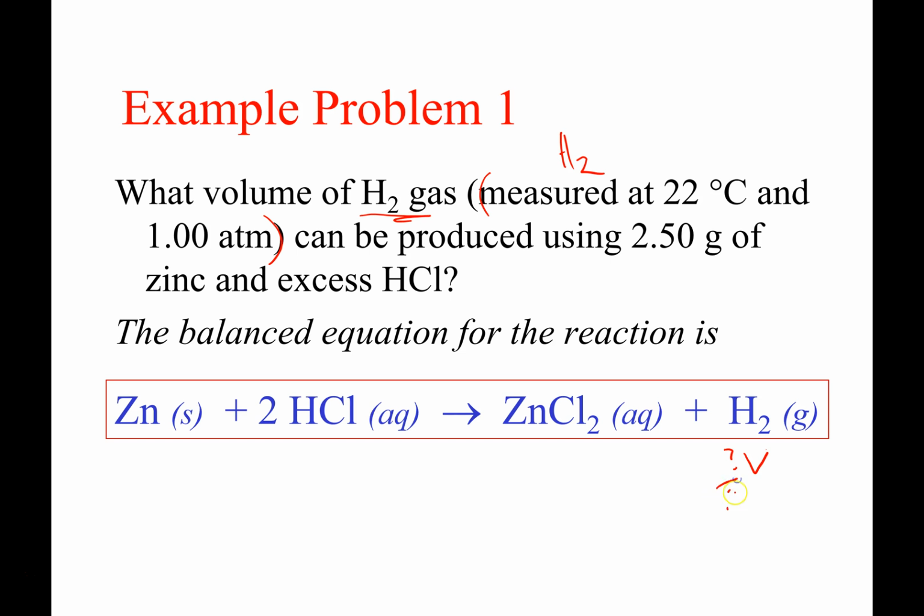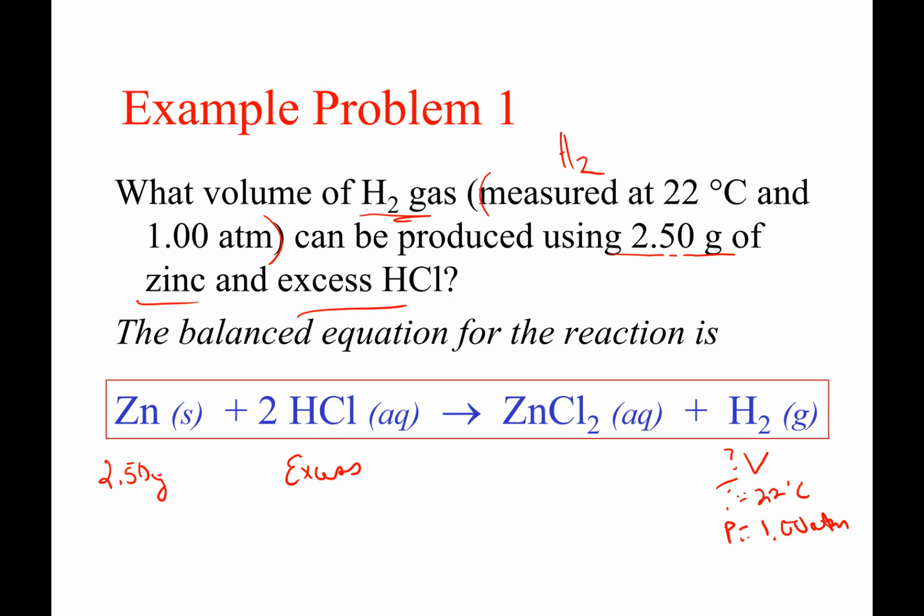Notice I'm going to say T is equal to 22 degrees Celsius. P is equal to 1 atmosphere. Okay, so that's all about my hydrogen. Can be produced using 2.50 grams of zinc. So I find my zinc, I put 2.50 grams and excess HCl. And we know what the importance of that is. That means that your limiting reactant is zinc.